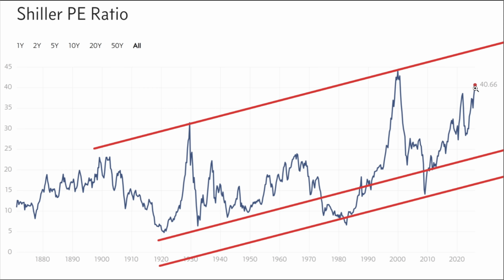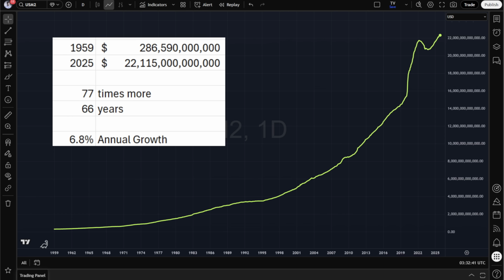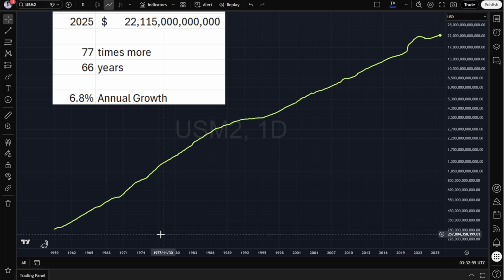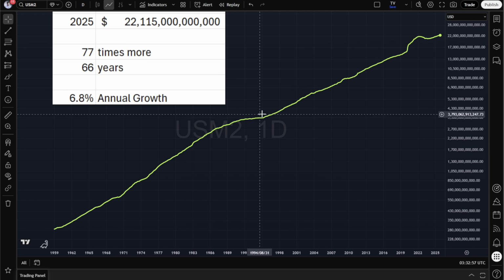Still, of course, we wouldn't be extremely cheap right now, but we might not implode tomorrow. We might still see another 10-20% outperformance versus monetary debasement. And again, the growth rate of the US dollar base is 6.8% per annum. We grew by 77x over the course of 66 years. That's 6.8%. This is now on a linear scale. Here's the same on a logarithmic scale.